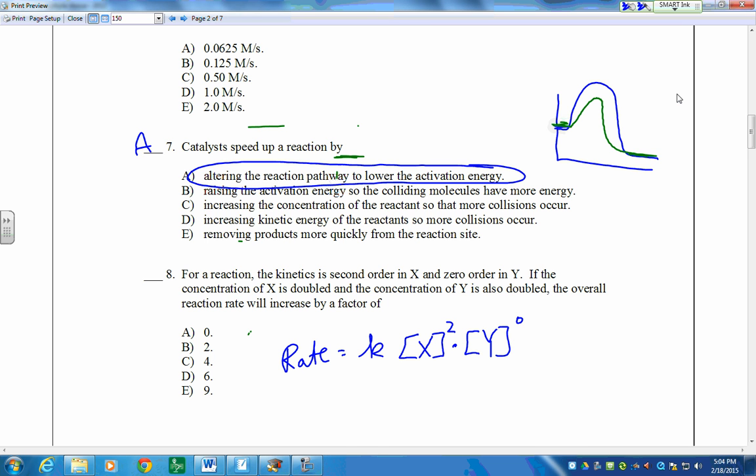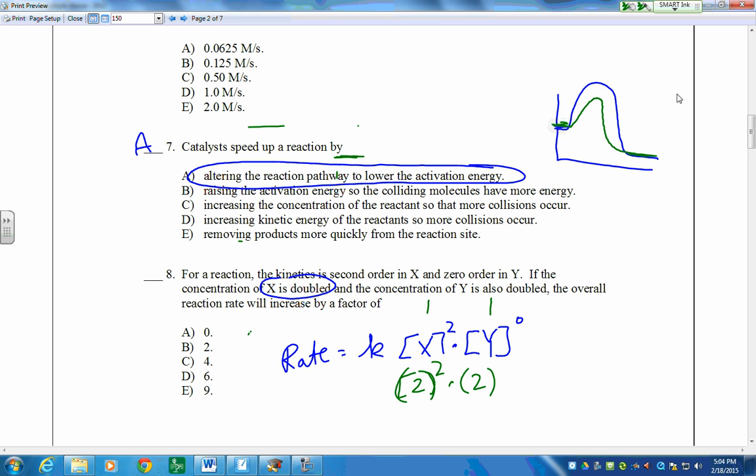If the concentration of X is doubled, so instead of X here, I'm going to put in 2X, and the concentration of Y is doubled. Well, this is probably a dumb way to do it because X and Y are the names, but let's just pick numbers. Let's say on trial 1, this was 1 and this was 1, and now in trial 2, this is 2, and this is 2.